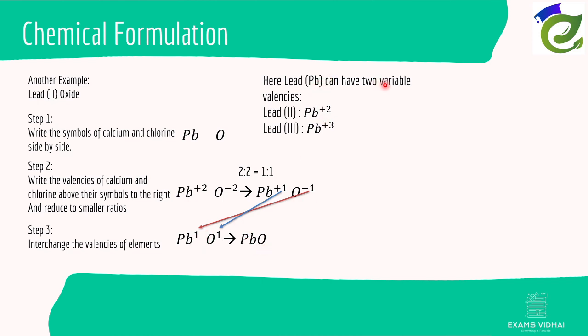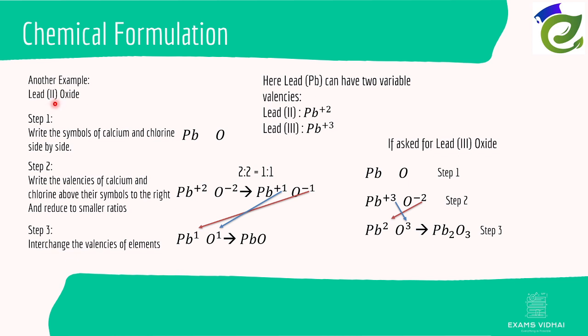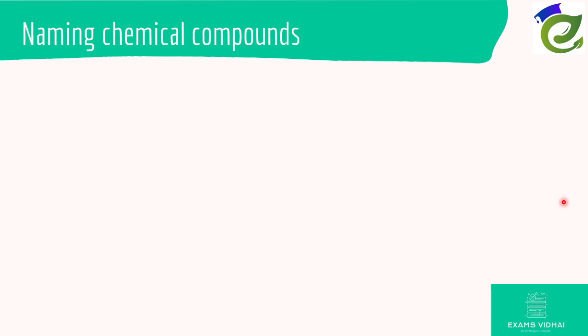Here lead has variable valencies, plumbous and plumbic. So you have Pb plus 2 and Pb plus 3, and this number mentions the valency it has. For lead(III), you can write 3 here and 2 here, because it's not 2 anymore, it's 3 here, as you can see, and then you interchange to get Pb2O3.